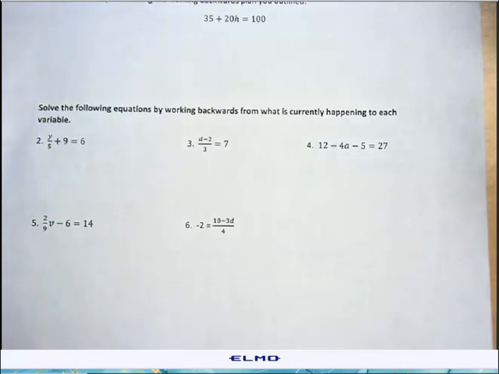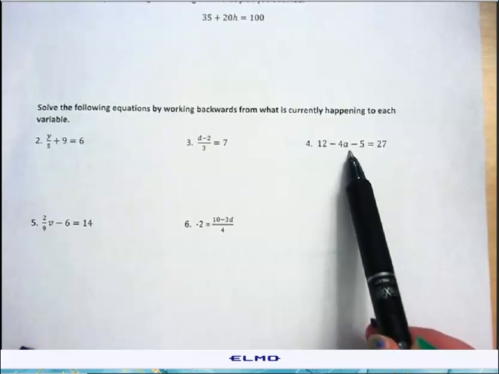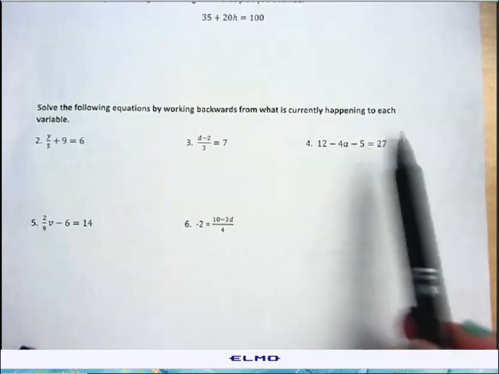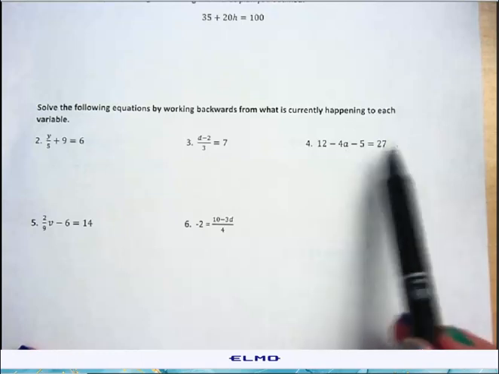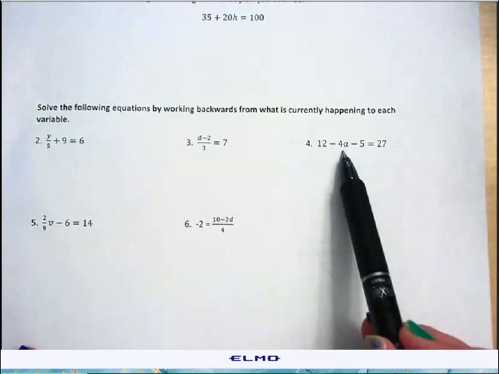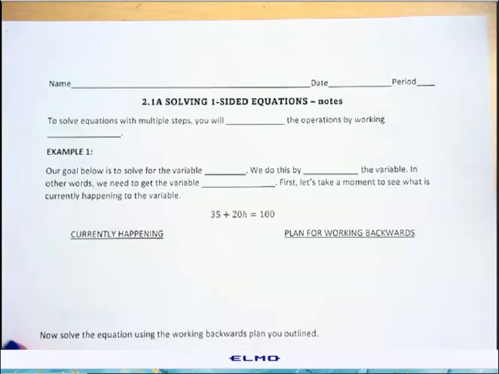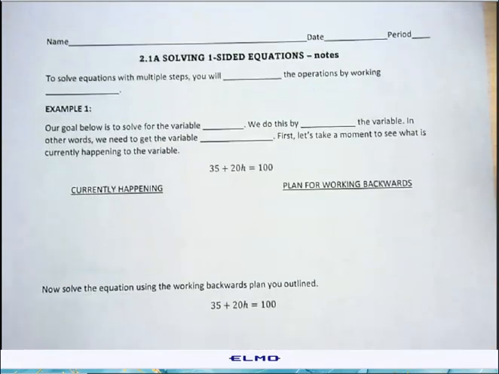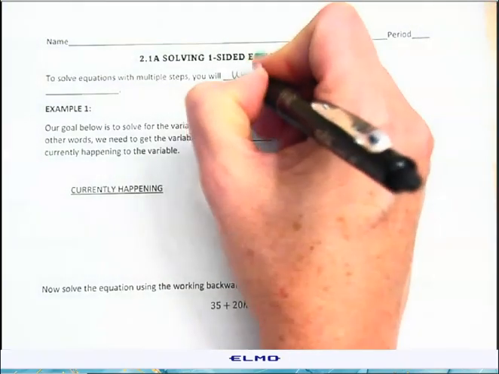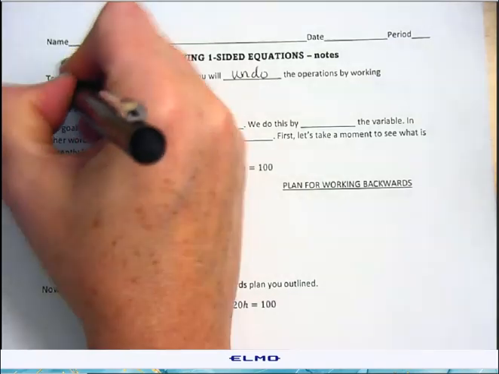And the reason they're called one-sided equations is because there's only one variable on one side. So, for example, this equation has an a in it on one side. It does not also have an a on the right-hand side. So there's only a's on the left, and that's what we mean by a one-sided equation. And there are multiple steps to these. So to solve equations with multiple steps, you will undo the operations by working backwards.